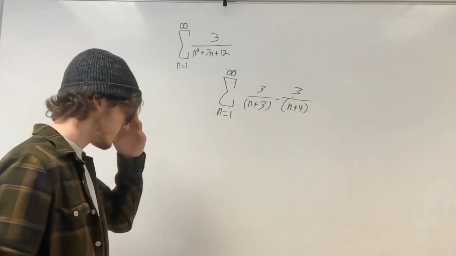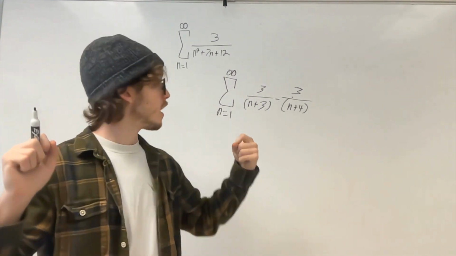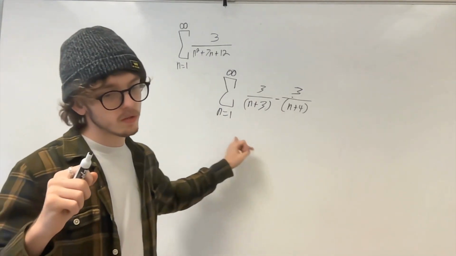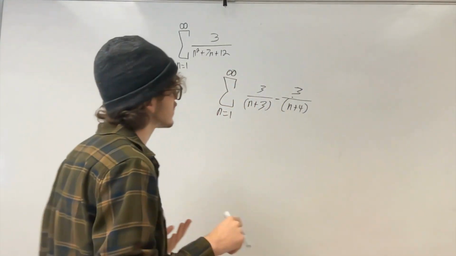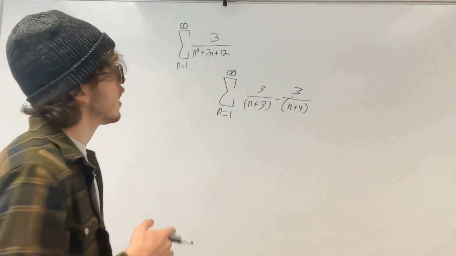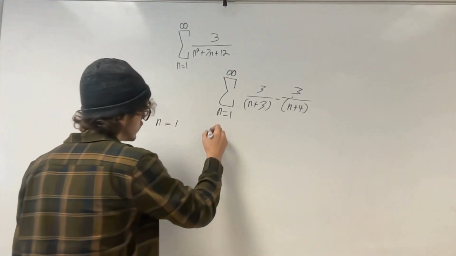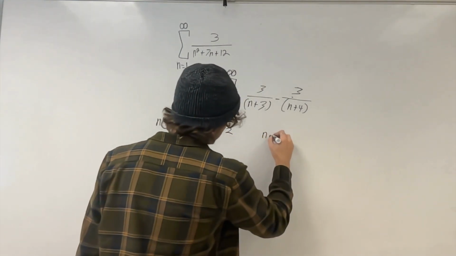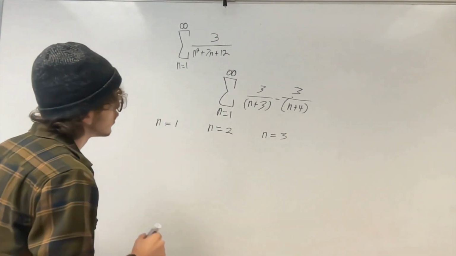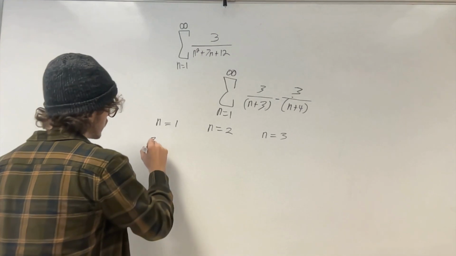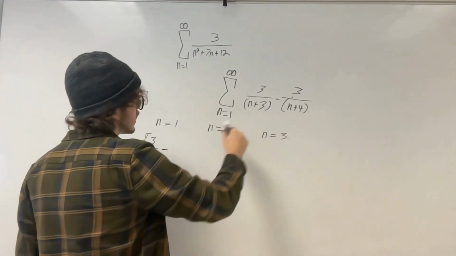Remember, for this we need to first identify what's happening at 1 to some finite number like 3. So n equals 1, our first term, n equals 2, n equals 3. Then what's happening at infinity, and then working our way back? Do terms cancel out? That's the characteristic of a telescoping series. So let's evaluate this at n equals 1, n equals 2, and n equals 3, and let's see what we get. So plug in 1 here, we're going to get 3 over 4, minus, and then we plug in 1 here, we're going to get 3 over 5.